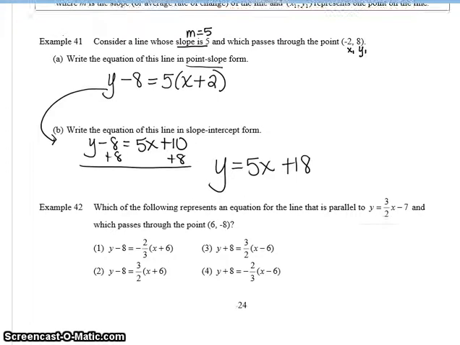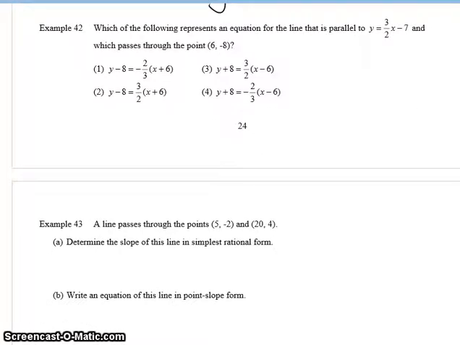Example 42. Which of the following represents an equation for the line that is parallel to the given equation and which passes through the point (6, -8)? All right, again, totally dusting cobwebs from algebra. You have to memorize parallel means they have the same slope. So in this example, the slope is 3/2, so it's going to be 3/2 as well.